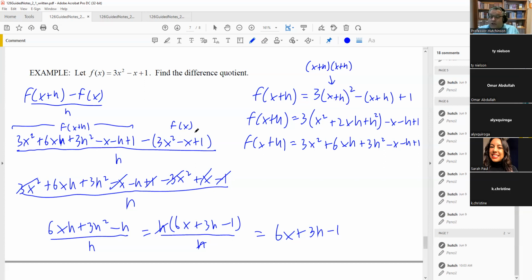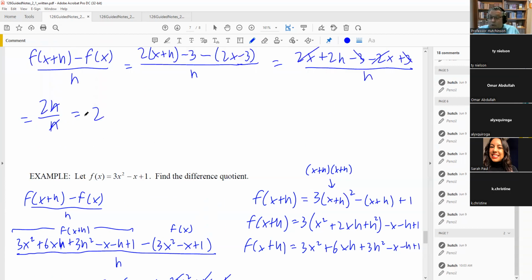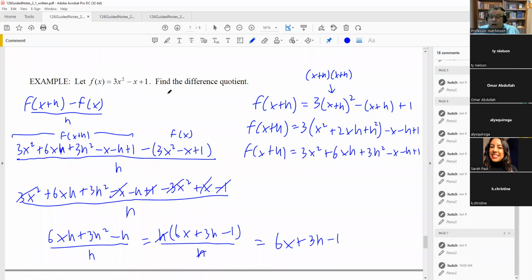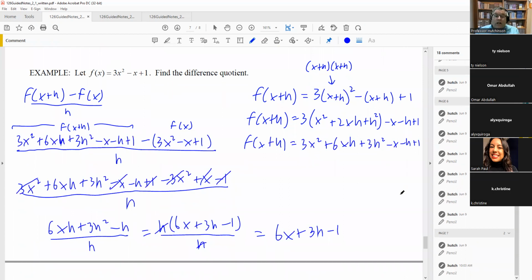The one we did yesterday, or on Thursday, where we got a 2, that was only because it was a linear function. So if it's linear, you're always going to get a number answer. But if you get something that's like a quadratic or a cubic or something like that, then you're always going to end up with an x and an h in your answer.